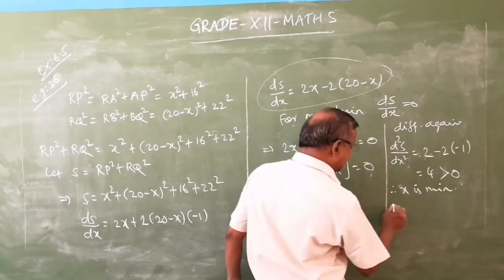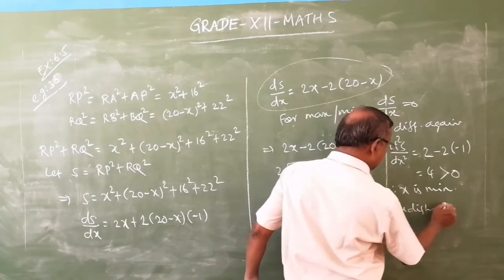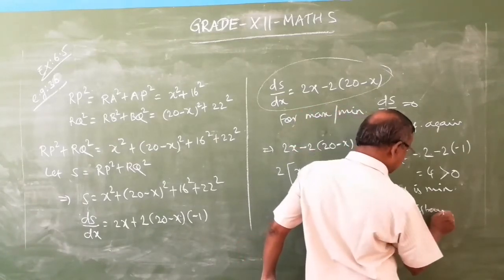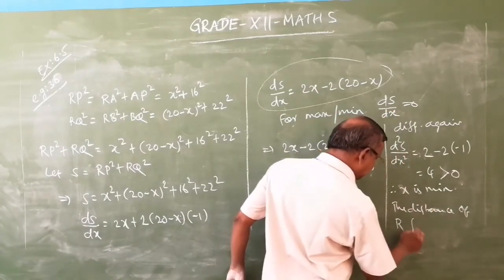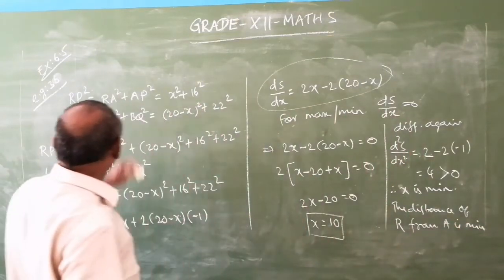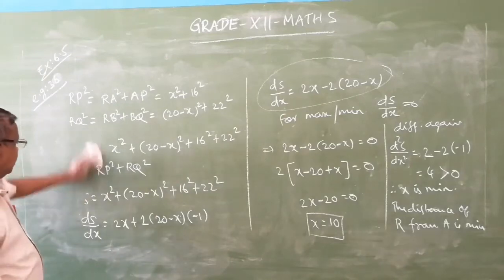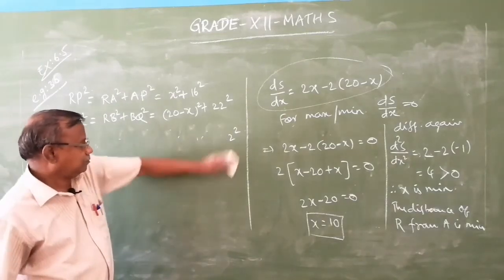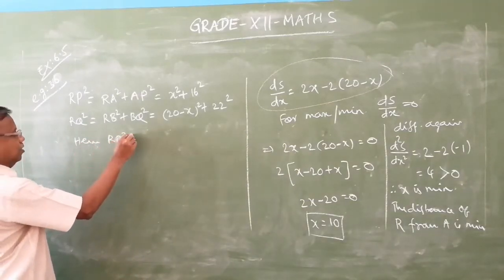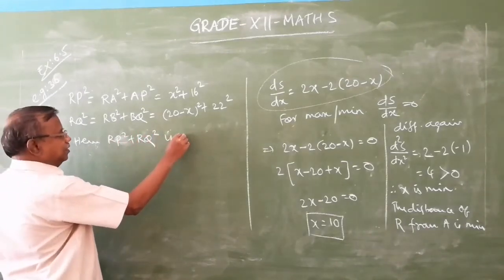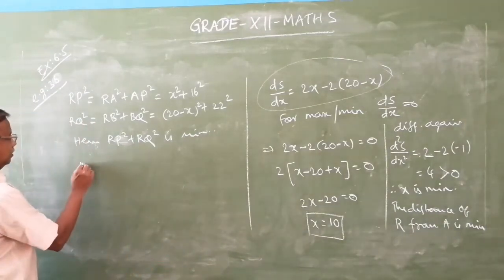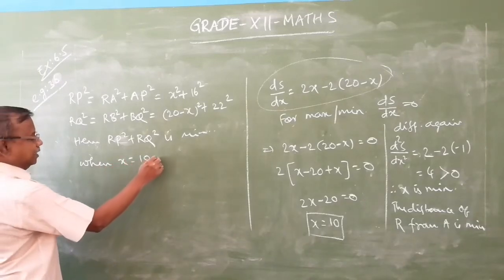X is minimum means the distance of R from A is minimum. Hence the function is minimum, that is, RP square plus RQ square is minimum. Hence the function RP square plus RQ square is minimum. Now, when x equal to 10 meter.